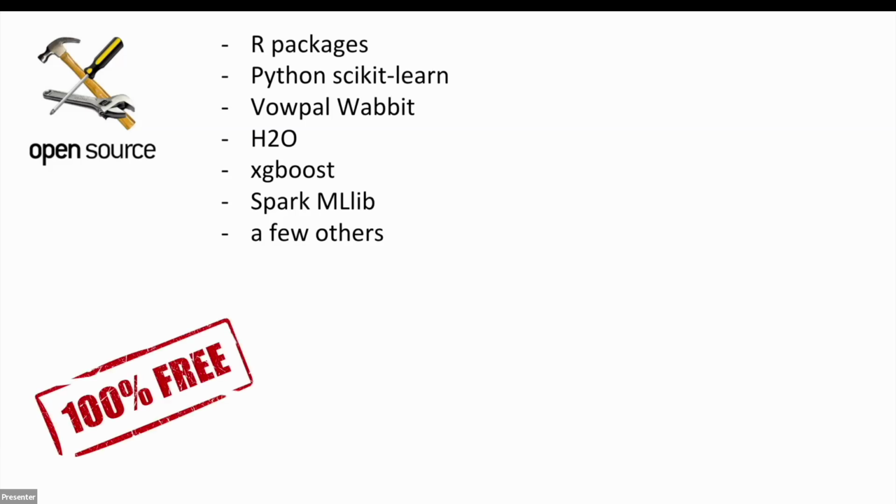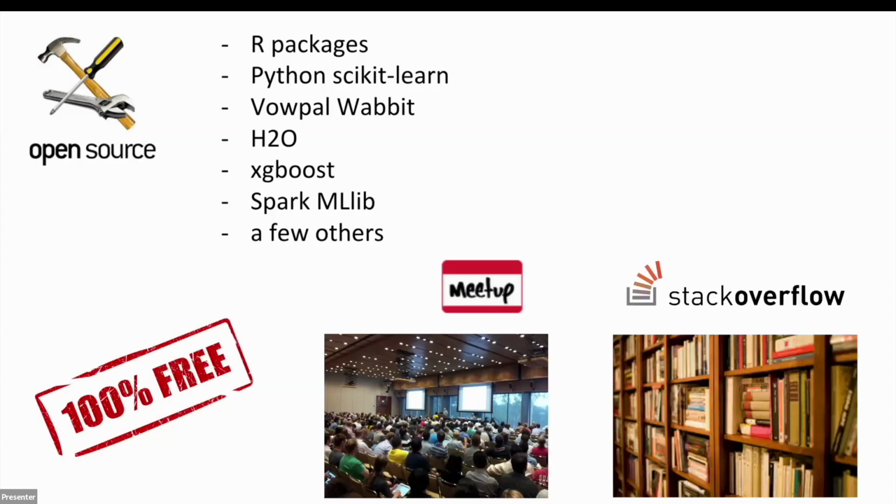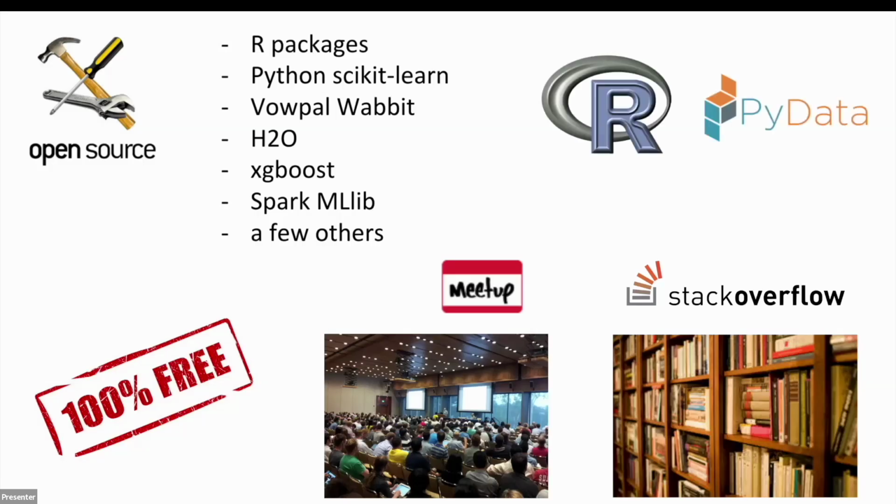I was looking at open source. We love open source because it's 100% free, but also because it has a great community, like meetups and this conference. And also, it actually has better documentation than many of the commercial products, and books, Stack Overflow, and now I would use ChatGPT. And all these implementations have been available in both R and Python.